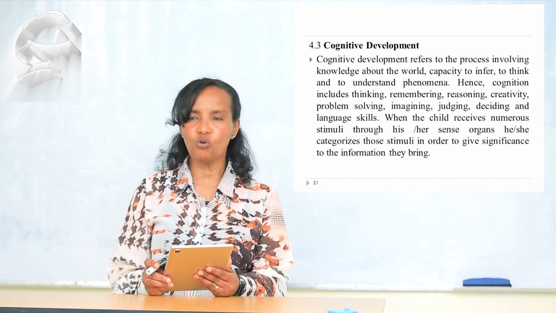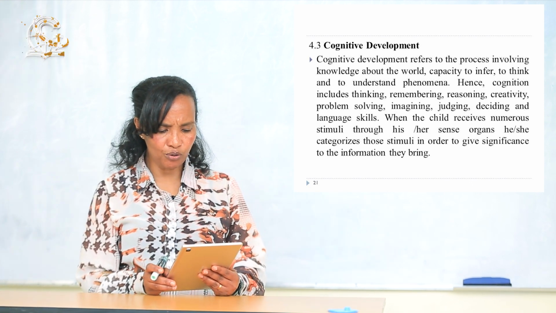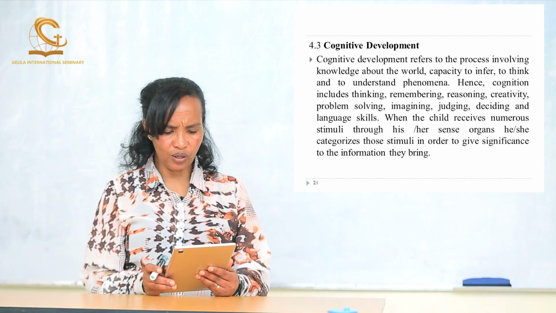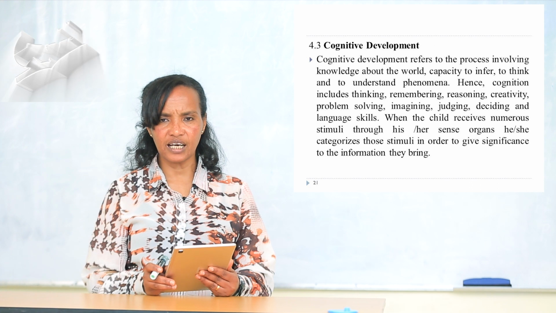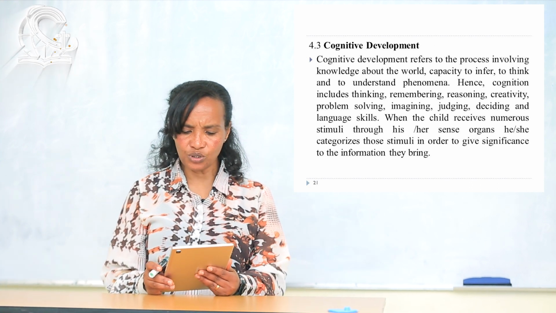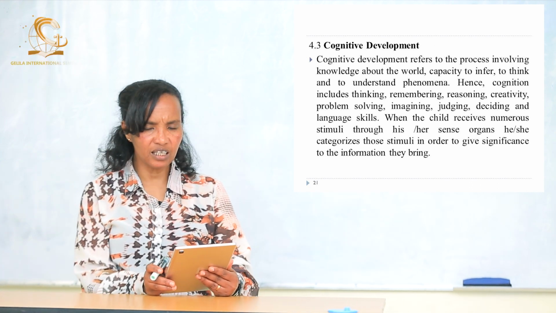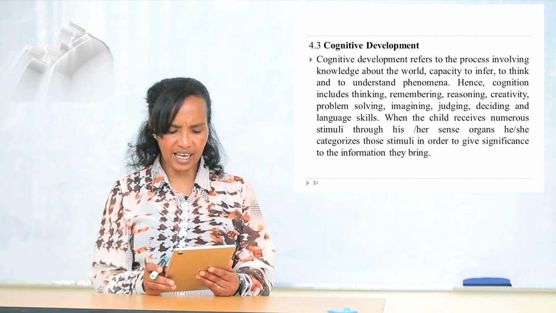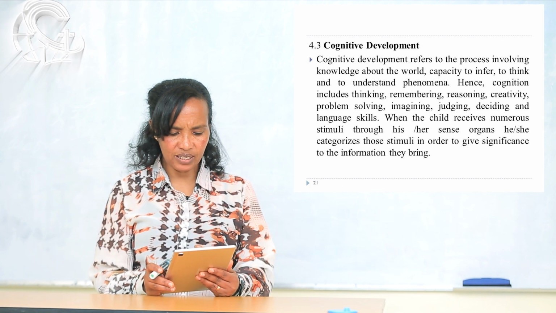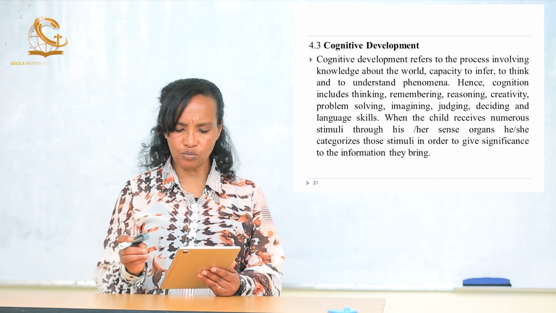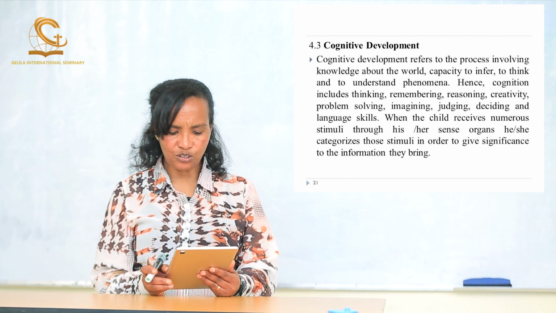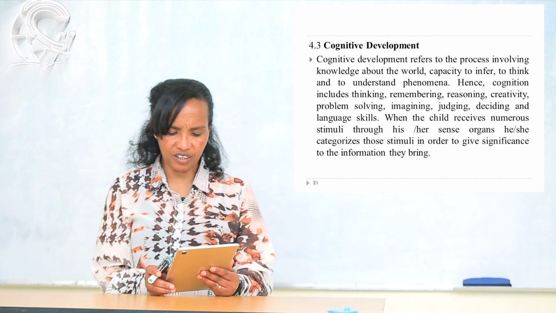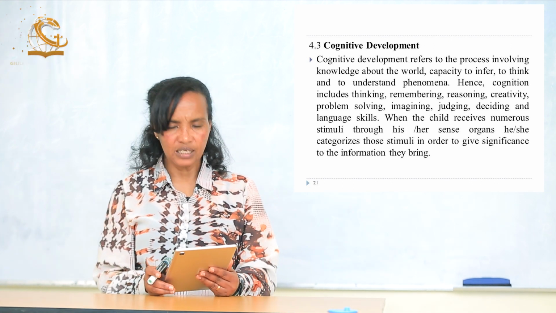The other aspect is cognitive development. It refers to the process involving knowledge about the world, the capacity to infer, to think, and to understand phenomena. Hence, cognition includes thinking, remembering, reasoning, creativity, problem solving, imagining, judging, deciding, and language skills. When the child receives numerous stimuli through his or her sense organs, the child can categorize those stimuli in order to give significance to the information they bring.